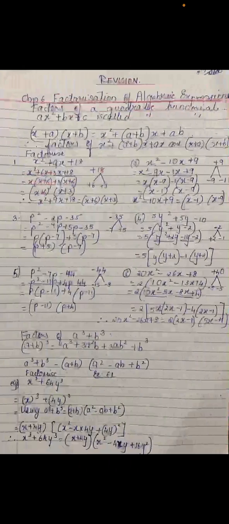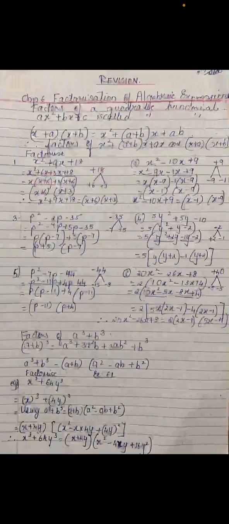Now let's factorize this first one, x cube plus 64y cube. So x the whole cube plus 4y the whole cube. Okay, so you have to find out the cube root of these numbers. Therefore, you get x the whole cube plus 4y the whole cube.